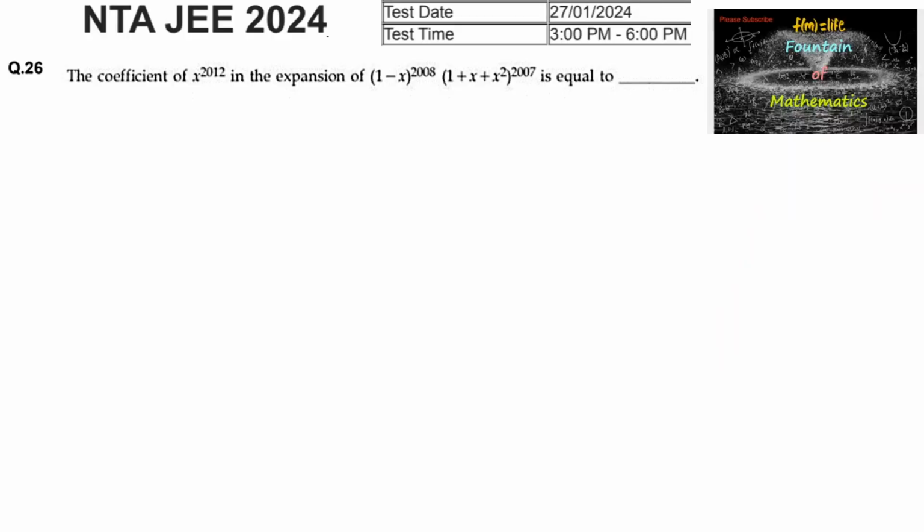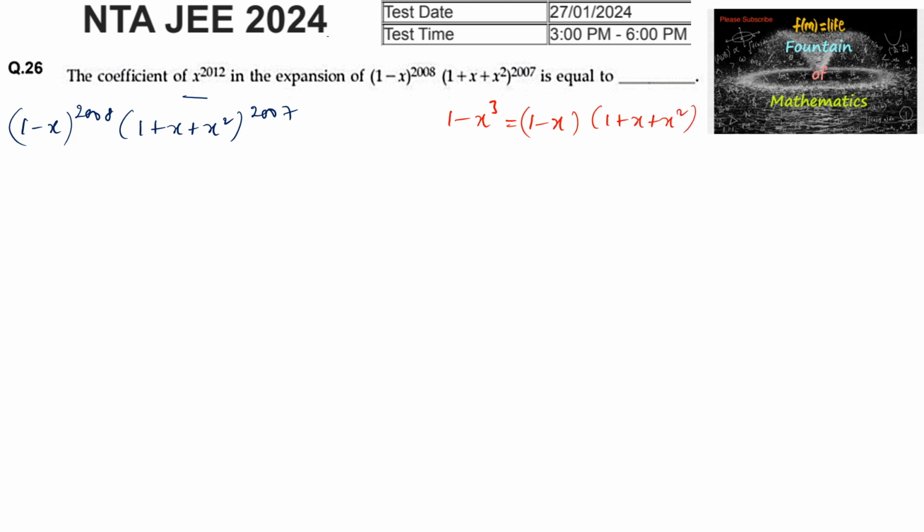The coefficient of x to the power 2012 in the expansion of (1 minus x) to the power 2008 into (1 plus x squared) to the power 2007 is equal to? So we know that 1 minus x cubed is equal to (1 minus x) into (1 plus x squared), or we can write (1 minus x cubed) upon (1 minus x) is equal to 1 plus x squared.